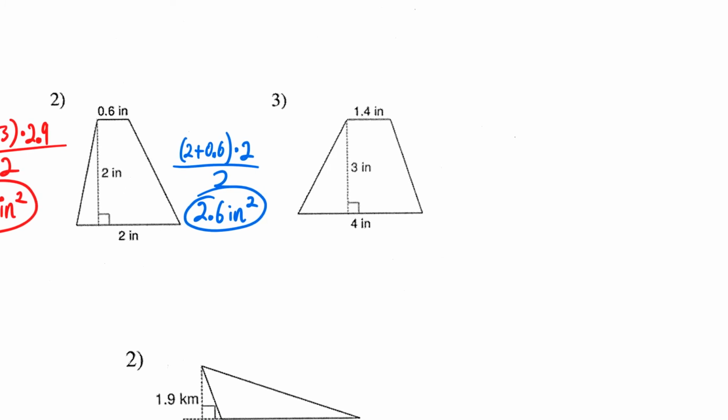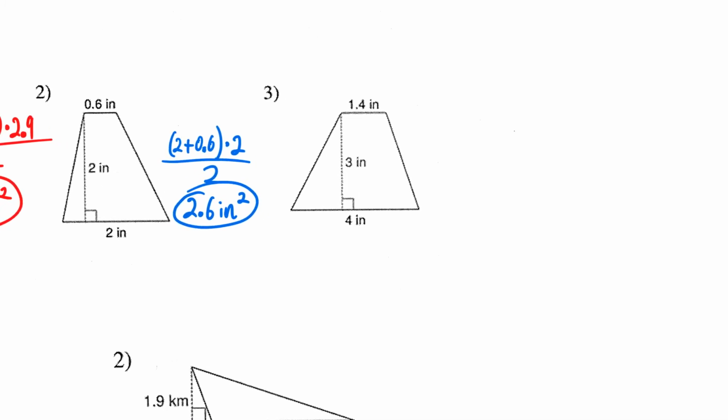Then on number 3, how am I going to put those numbers into the area formula? 4 plus 1.4 times 3 divided by 2. It doesn't matter which order you put the bases in, right? No, that doesn't matter. You could put 1.4 plus 4. It's the same thing. Gives you what?